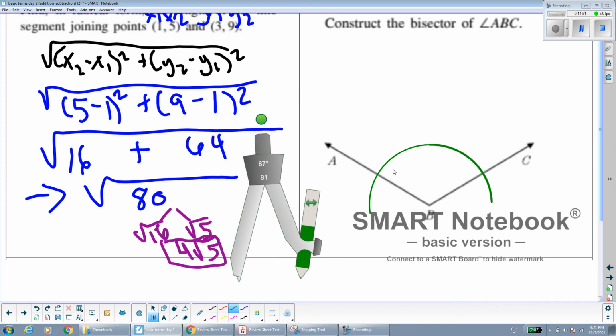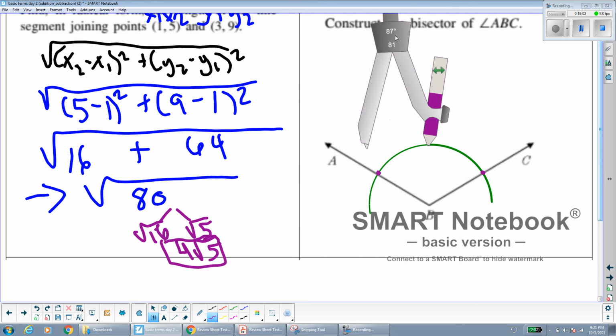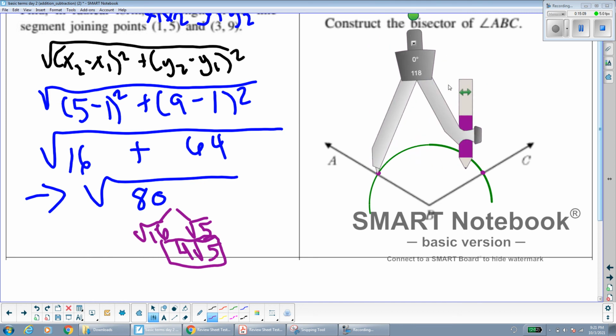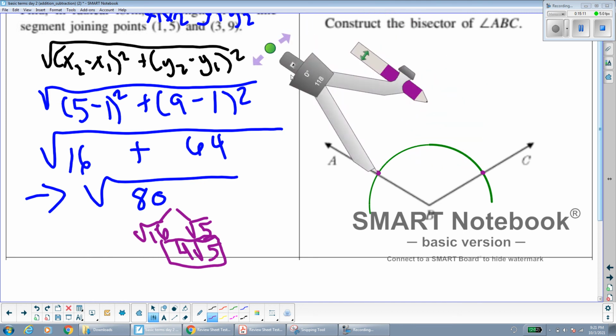So I have my arc, and notice how it does intersect the angle in two spots, here and here. What I'm going to do next is take my compass and put it on one of those two intersection points, and I'm going to open my compass. It doesn't matter how much I open it.